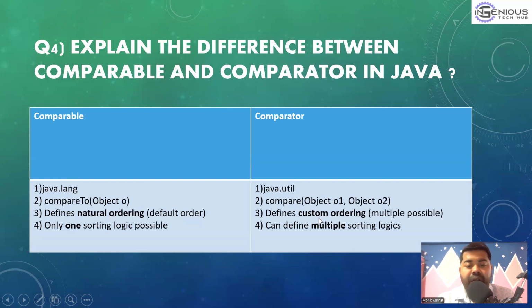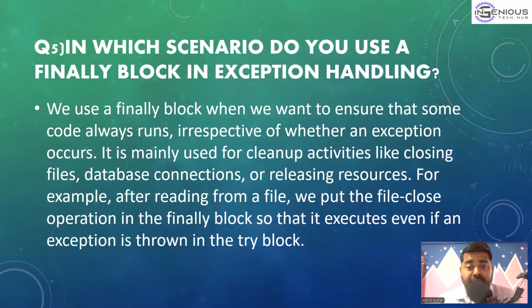But with Comparator, where Comparable has only one sorting order, here we have a custom sorting order. So as per the requirement, we can implement the sorting logic. Only one sorting logic is possible in Comparable because it is the default one, but here we can define multiple because this is the custom sorting logic. If you want to write the code, you can check in Google and ChatGPT as well.